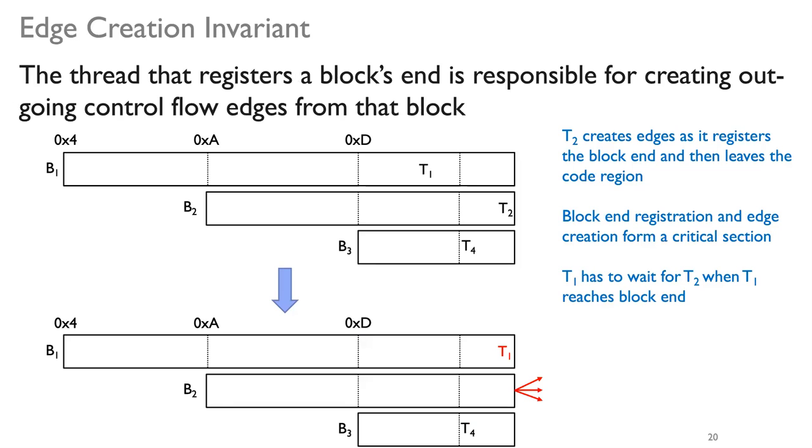Next, we discuss the edge creation invariant. The thread that registers block end is responsible for creating outgoing control flow edges from that block. In this example, as T2 has registered block end, T2 will be responsible for creating outgoing edges and then leave the code region. To ensure that only T2 creates the edges, we put the block end registration and edge creation in one critical region. Therefore, after T1 reaches the block end, T1 has to wait for T2 to finish creating edges. A key advantage of this design is that no redundant edges will be created.